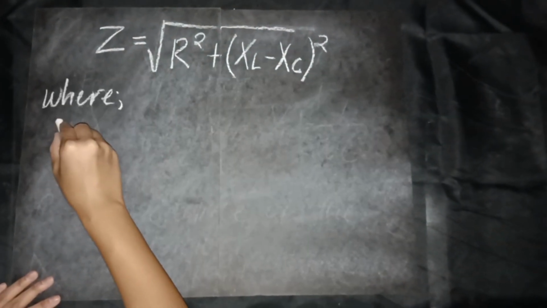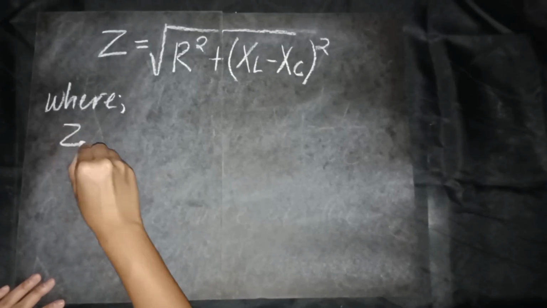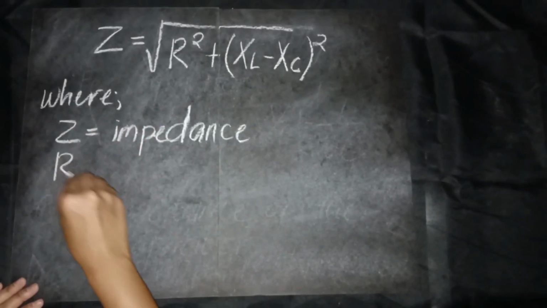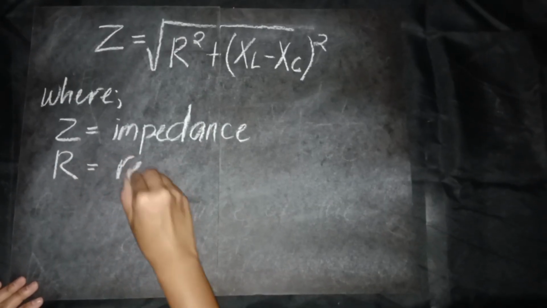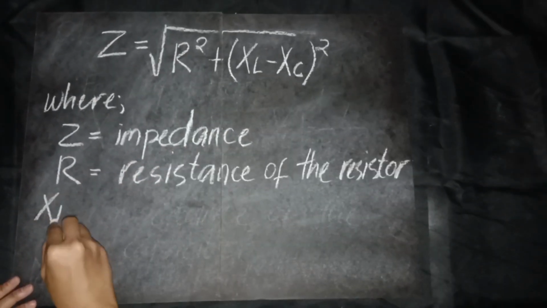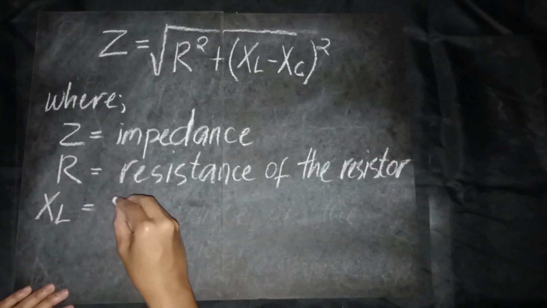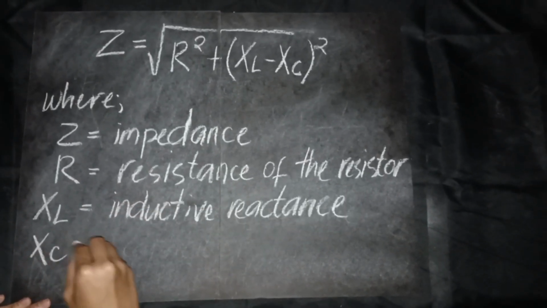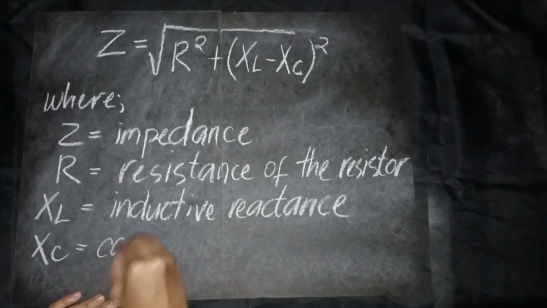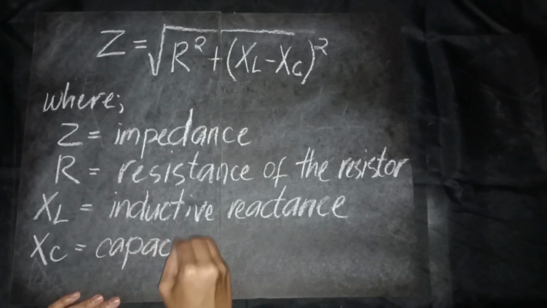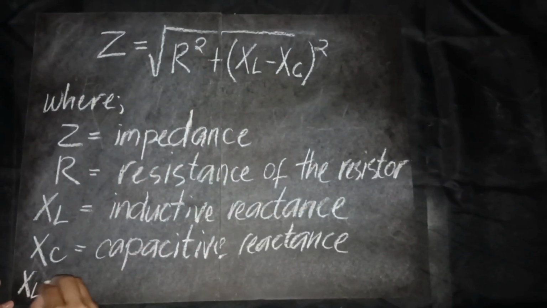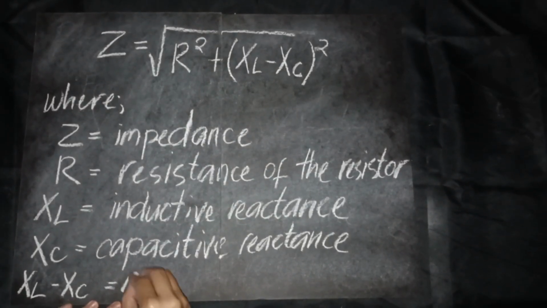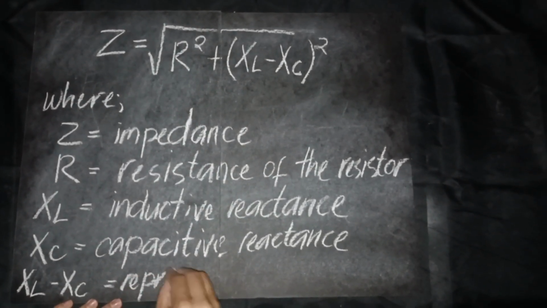where Z is the impedance, R is the resistance of the resistor, XL is the inductive reactance, and XC is the capacitive reactance. And XL minus XC represents the net reactance in the circuit.